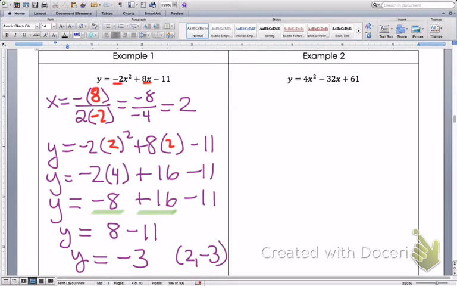So 2, comma, negative 3. And I know my a value is negative 2 here. So I have the two things that I need in order to make my graph. Start at the vertex. I'm going to move down to left and right. So let's go ahead and graph that.